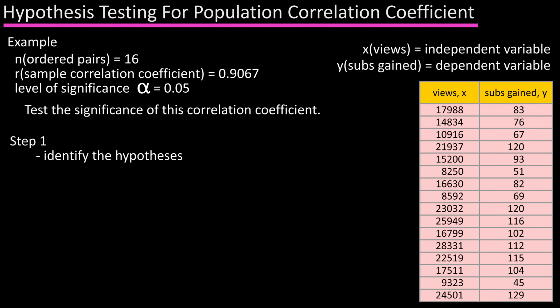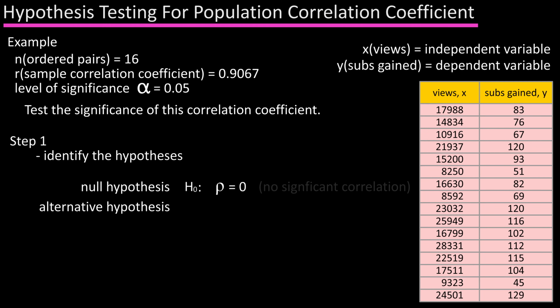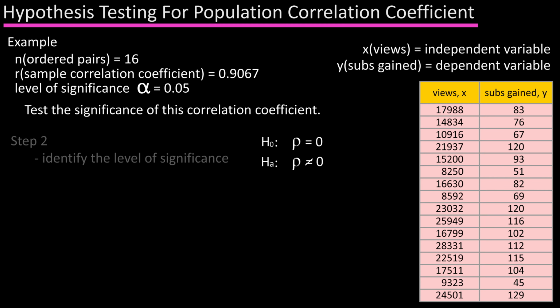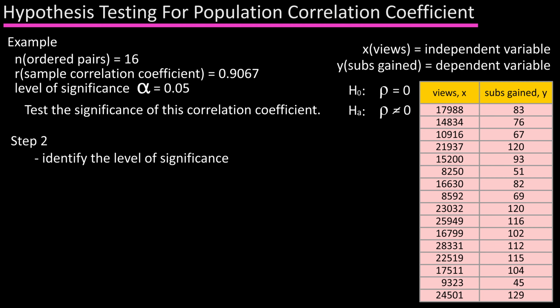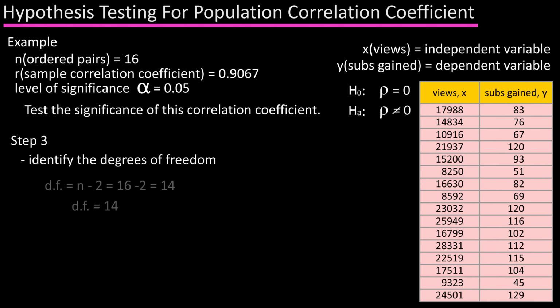Step 1 is to identify the null and alternative hypotheses. The null hypothesis, H sub 0, is rho equals 0, that there is no significant correlation, and the alternative hypothesis is then rho does not equal 0. Step 2 is to identify the level of significance, which was given, alpha equals 0.05. Step 3 is to identify the degrees of freedom, which is n minus 2, so 14 degrees of freedom.